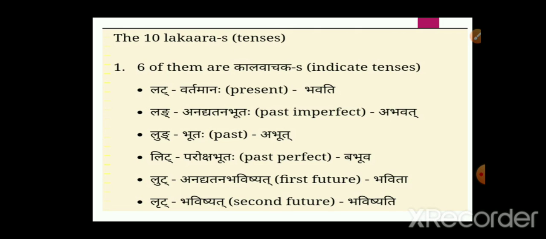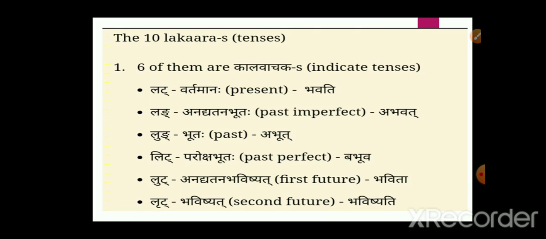And the second lakara is lan lakara. It means past imperfect tense. In Sanskrit, it is called as anadyatana bhutaha. And the third lakara is lun lakara. It means past tense. Past tense in Sanskrit we will call it as bhutaha. And the fourth lakara is lit lakara. It means past perfect tense. In Sanskrit we will call it as paroksha bhutaha.